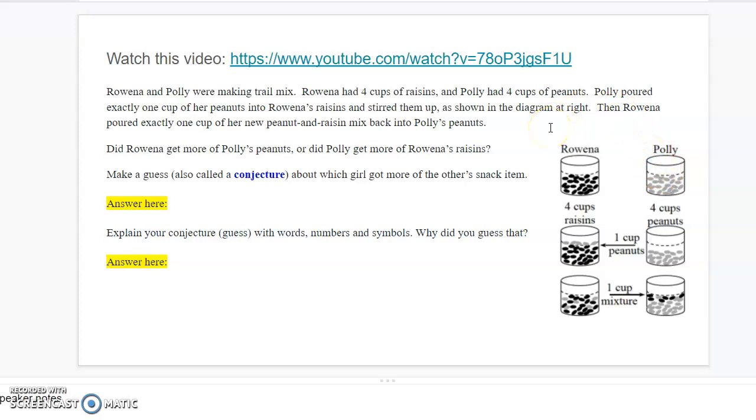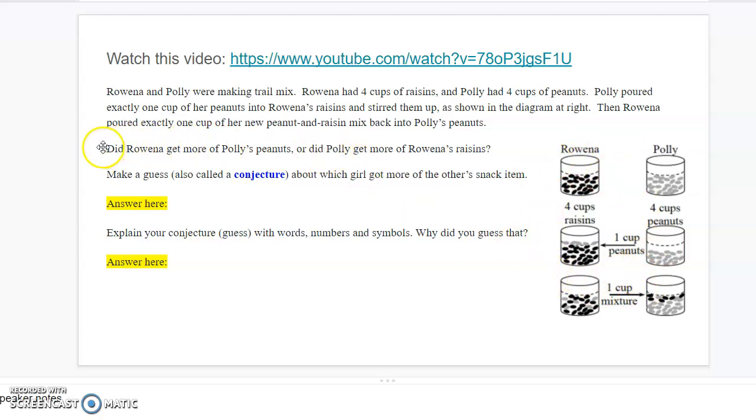Polly poured exactly 1 cup of her peanuts into Rowena's raisins and stirred them up, as shown in the diagram. So Polly poured a cup of the peanuts in there and they stirred them up. Then Rowena poured exactly 1 cup of her new peanut raisin mix into Polly's peanuts. So she took this new mix and poured a cup in there. So in other words, the peanuts and the raisins are all mixed up now. And this video here shows this happening. It's another visual of that.